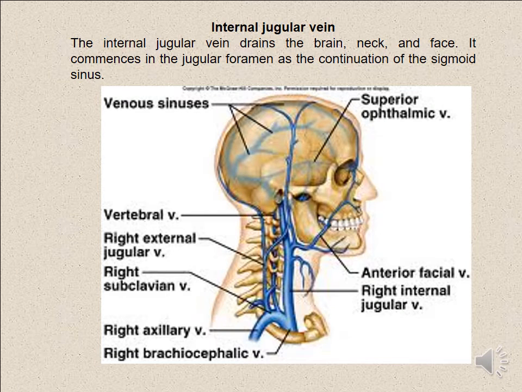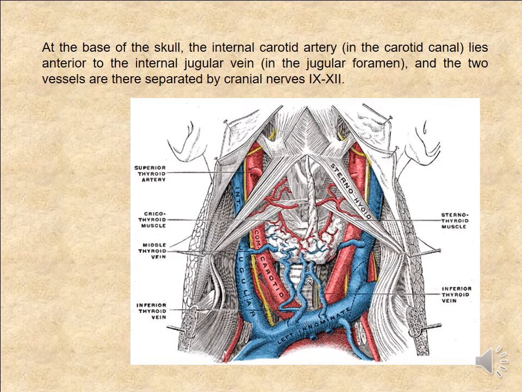The other vein, the internal jugular vein. The internal jugular vein drains the brain, neck, and face. It commences in the jugular foramen as the continuation of the sigmoid sinus. At the base of the skull, the internal carotid artery in the carotid canal lies anterior to the internal jugular vein in the jugular foramen, and the two vessels are thus separated by cranial nerves 9 to 12.